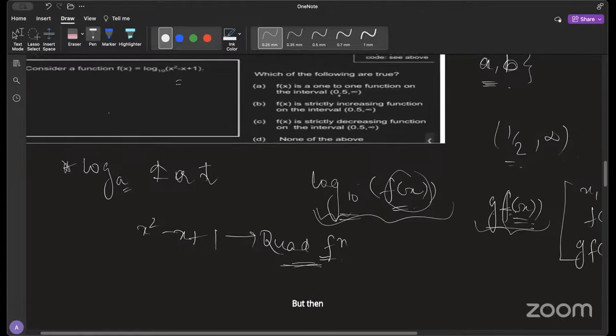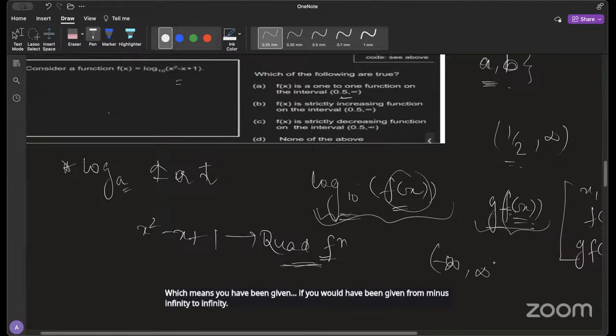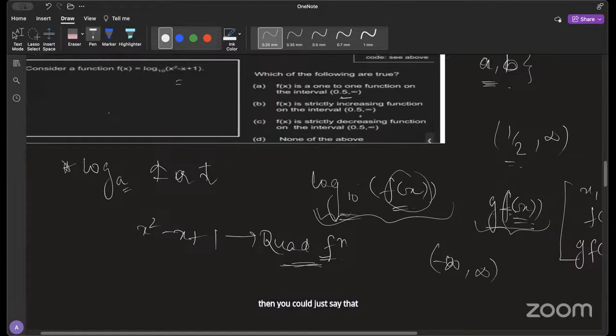But then you have something in the domain. If you would have been given minus infinity to infinity, then you could just say that this is not a 1-1 function, right? But you have changed the domain here. We are taking only one side of a quadratic function. So if your parabola is this, and if you say from here to here, then it becomes 1-1, right? We need to check the vertex of this.